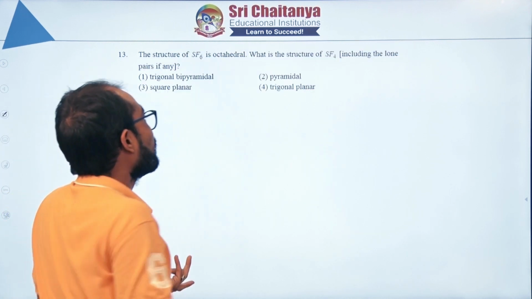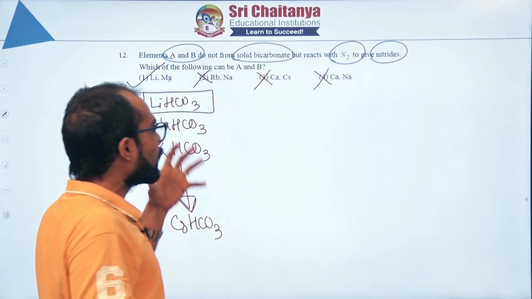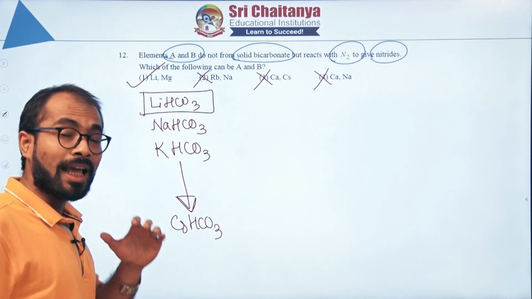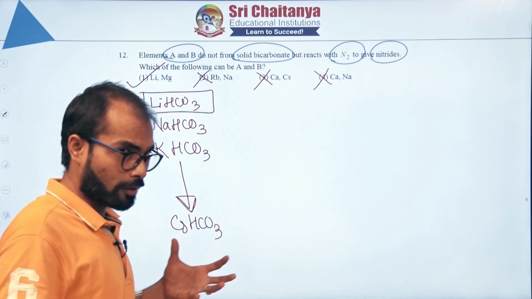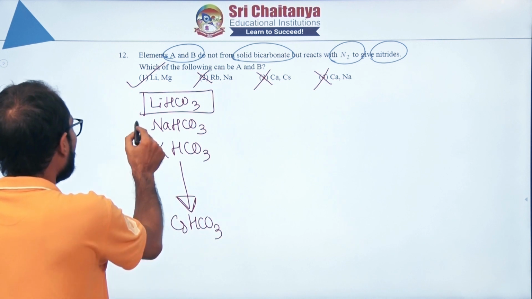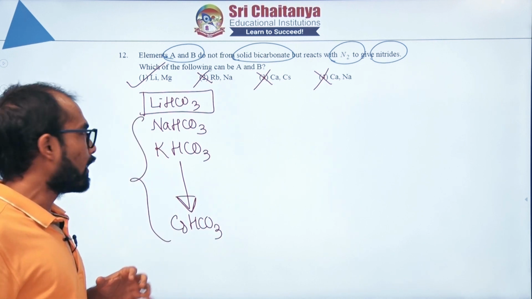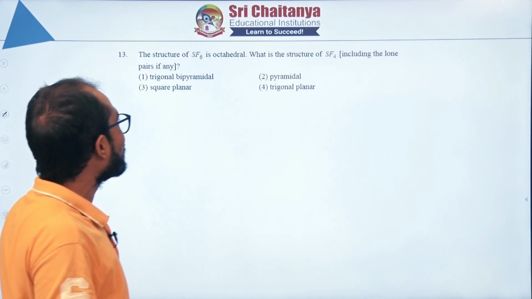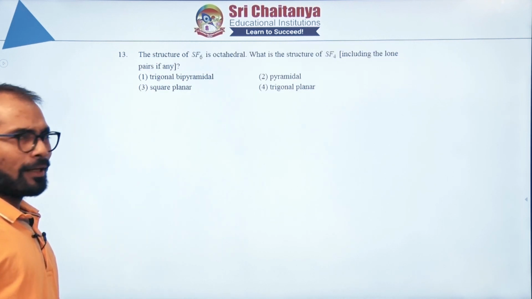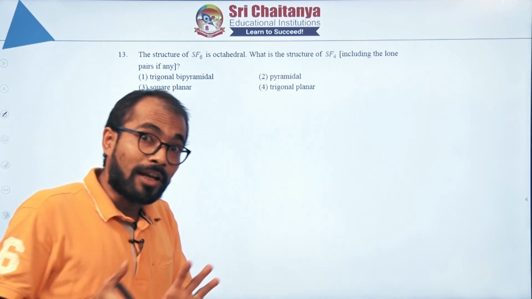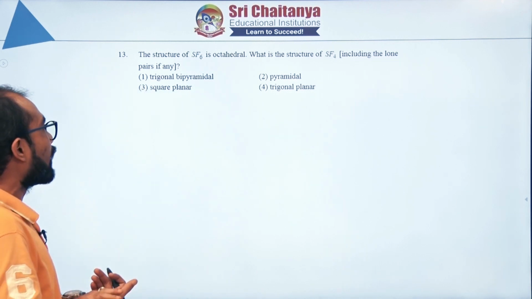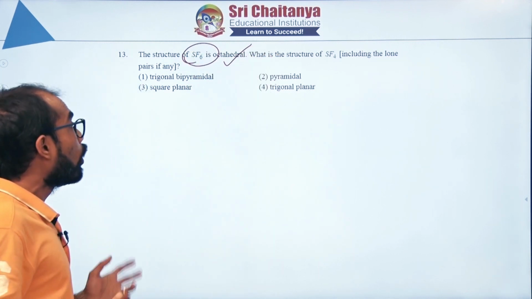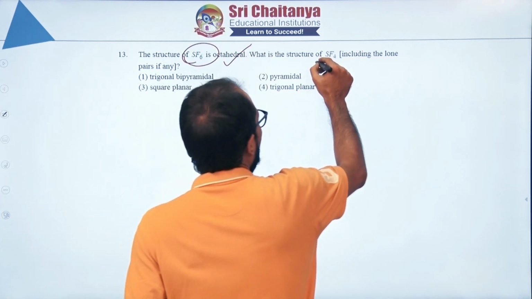And the second thing is that we have nitrogen, they give nitrides. Yes, lithium reacts with nitrogen to give nitrides, as well as magnesium reacts with nitrogen to form nitrides. So, with the help of only the first option, we can get to our answer. So, quickly we will move on to the next question. The next question is again a very basic question from hybridization and VSEPR of chemical bonding. You please pay your attention. The structure of SF6 is octahedral. Okay, we know that. What is the structure of SF4? Very easy, people.